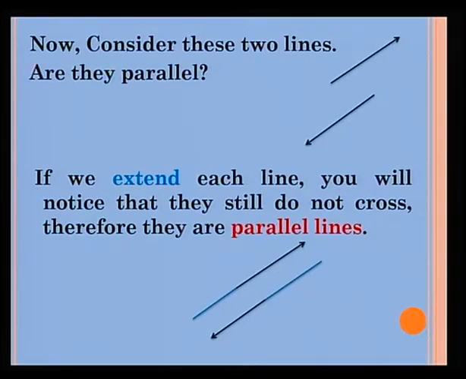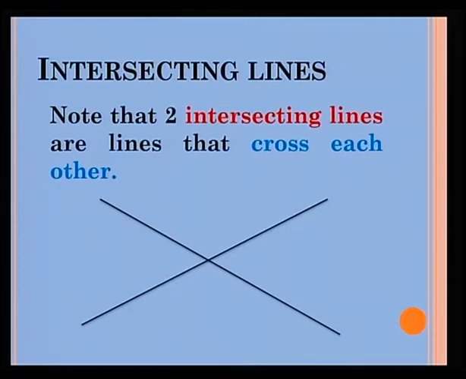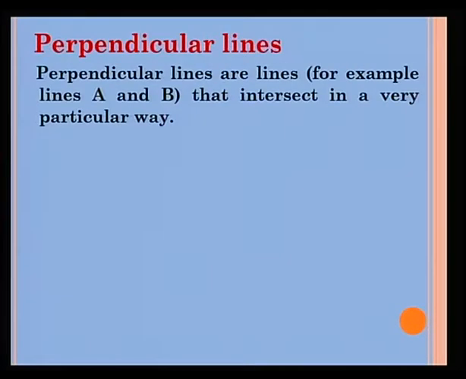If two lines are not parallel, we call them intersecting lines. Intersecting lines are lines that cross each other. Two lines that cross each other will meet at a point which we call the point of intersection. Now let's have a look at different types of intersecting lines.